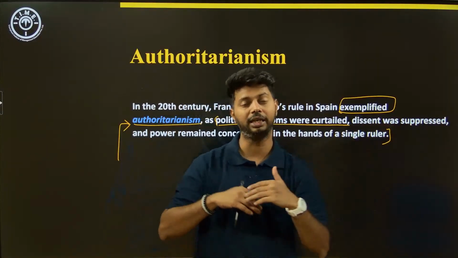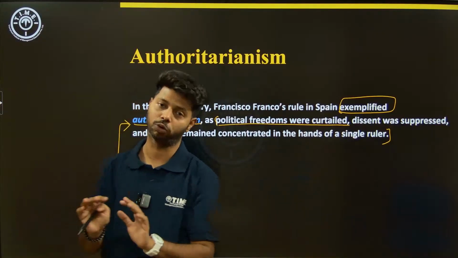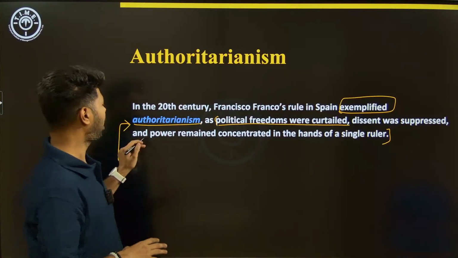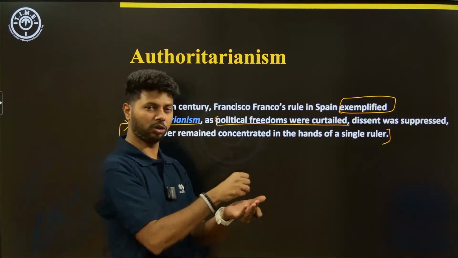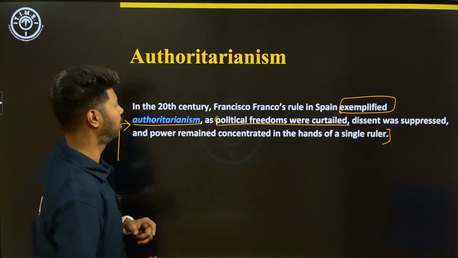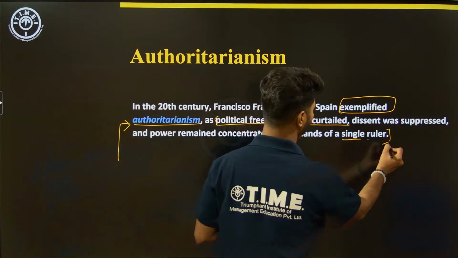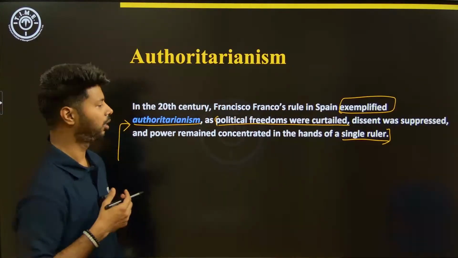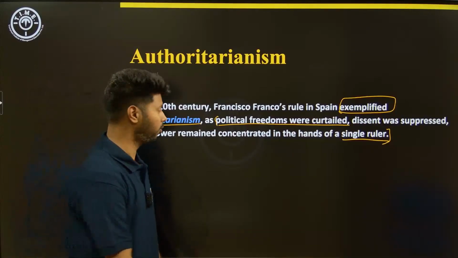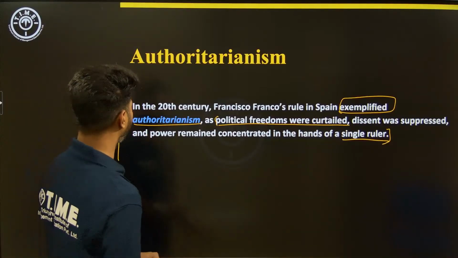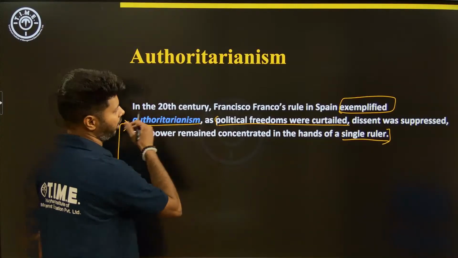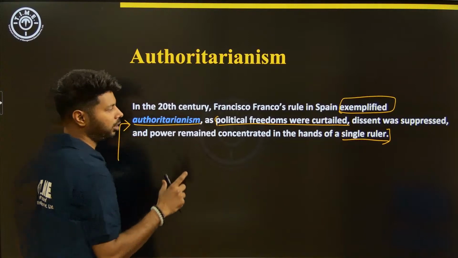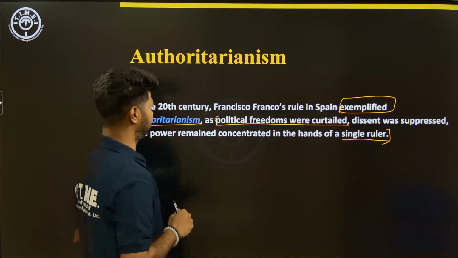Dissent was suppressed. Any kind of opposing voice was stopped, and power remained concentrated. All of the power is concentrated within a single ruler. A single ruler keeps all of the power. The Nazi party was a great example of authoritarianism as well, right? So those are the features of authoritarianism.